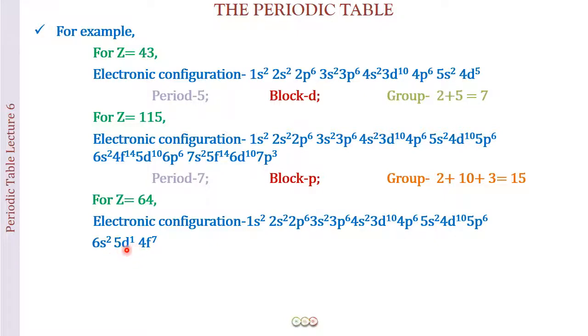So 5d1 and 4f7 show that the filling is going into the f subshell. After the 4f, there is going to be the filling of the 5d, and then we will continue with the 6p. Therefore, the period for this is going to be 6, for the highest energy level. Then electrons go into the f subshell, so we have the f block, and the group for the f block elements is always going to be 3. So we have this as the third group.